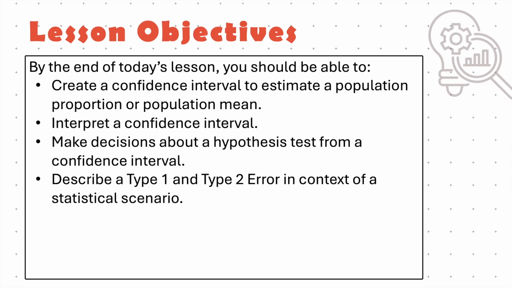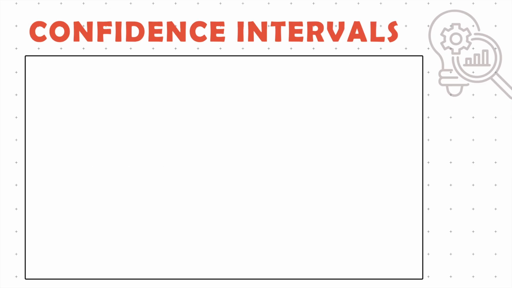Lastly, we're going to describe what a type 1 or a type 2 error would look like in the context of our statistical scenario.